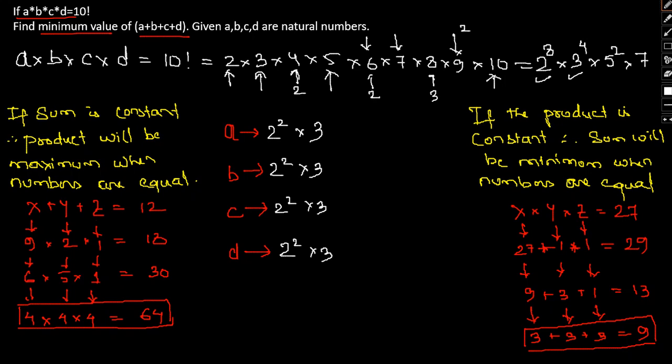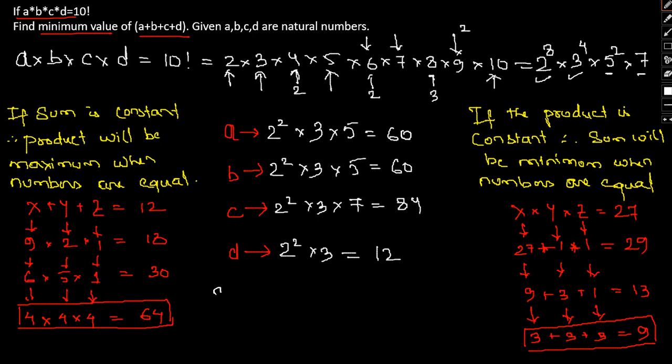Now we have two 5's, so we can only give one 5 to each of two of them: 5, 5. And we have one 7, so let me give this one a 7. So the values here would be 12, this would be 84, this would be 60, and this would be 60.